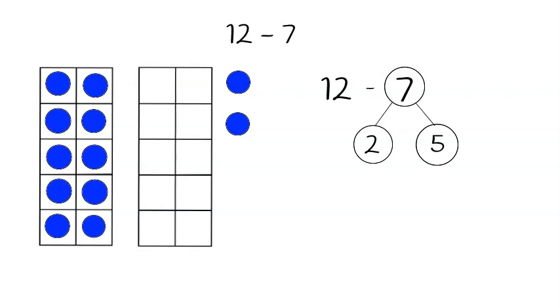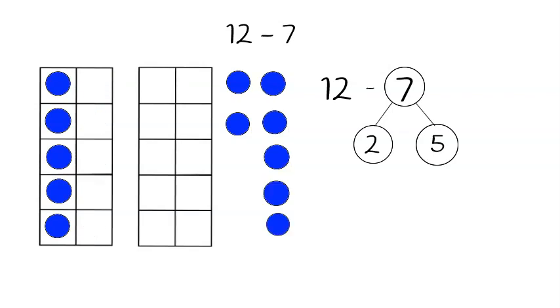When the pupil removes this 5 from the remaining 10, again, link this to facts that they know. Some pupils might say they know this because of their number bonds, 10 take away 5 equals 5, and others might make the link to doubles and halves to 10. For example, I know that half of 10 is 5, which is the same as 10 take away 5 equals 5. The pupils can then see the answer to 12 take away 7 is 5.